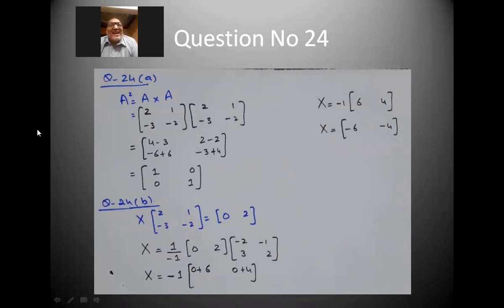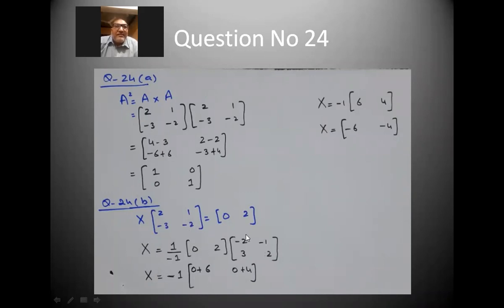Okay, so X times the matrix 2, 1, minus 3, minus 2 equals 0, 2. I will take this matrix. It's on the second location. When it goes to the other side, its inverse will also be on the second location. So I will find this determinant. The determinant is minus 1. So I write 1 by determinant first, then I will write the adjoint of this matrix. Here you can see their positions have been changed and their signs have been changed.